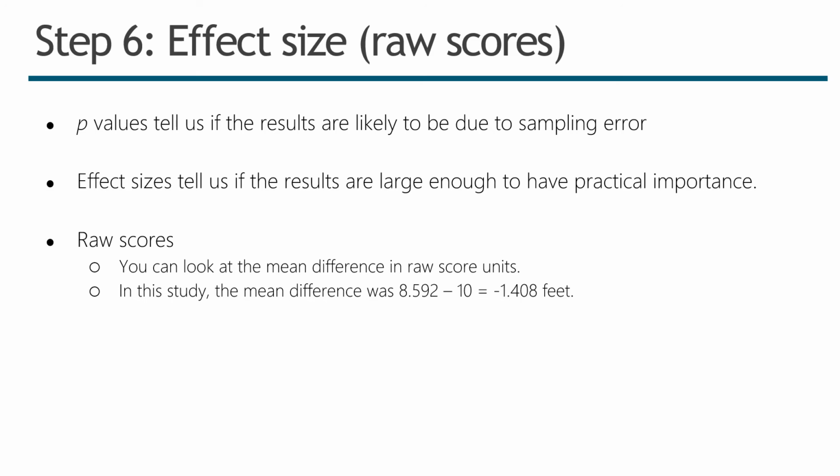One, we can look at the raw scores. Another is we can look at standardized scores. We're going to start by looking at raw scores here. We can just look at the mean difference in raw score units. And in this study, we can see that the mean difference was 8.592 minus 10, or negative 1.408 feet. So people underestimated the actual length of the lines on the road by 1.4 feet. So that's one measure of effect size. This is how far we're off. We're off by 1.4 feet there.